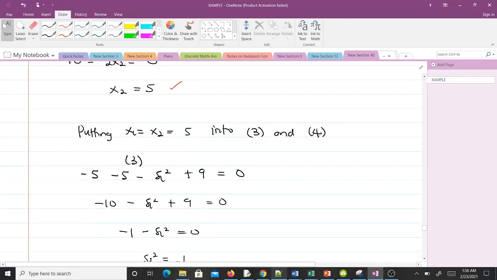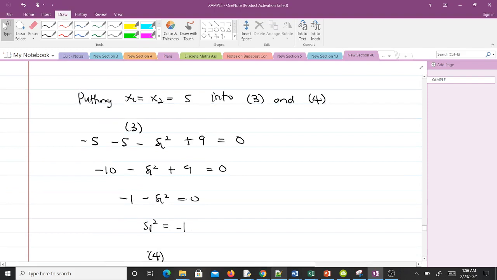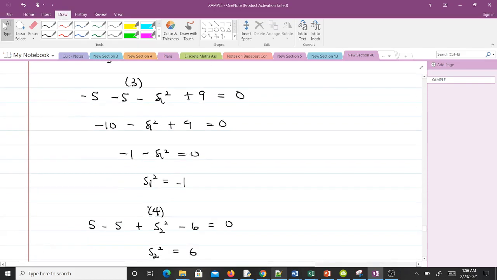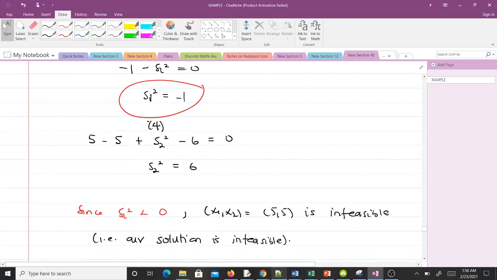So now, putting x1 equals s2 equals 5 into equations 3 and 4. Into equation 3, we are going to get negative 5 minus s1 squared plus 9 equals 0. And making the computation is going to give us s1 squared equals negative 1. And when we put that into equation 4, we are going to get s2 squared equals 6.